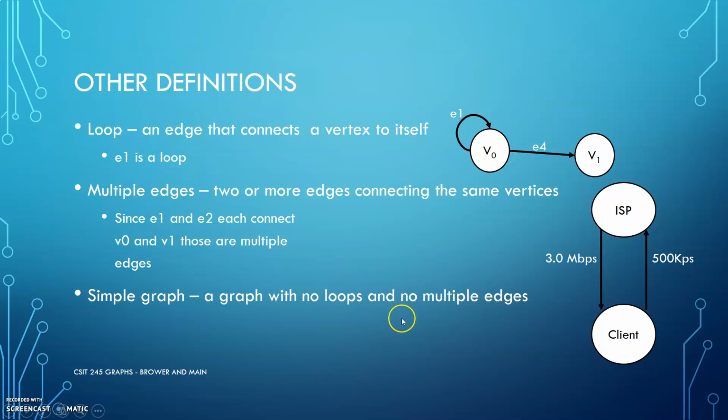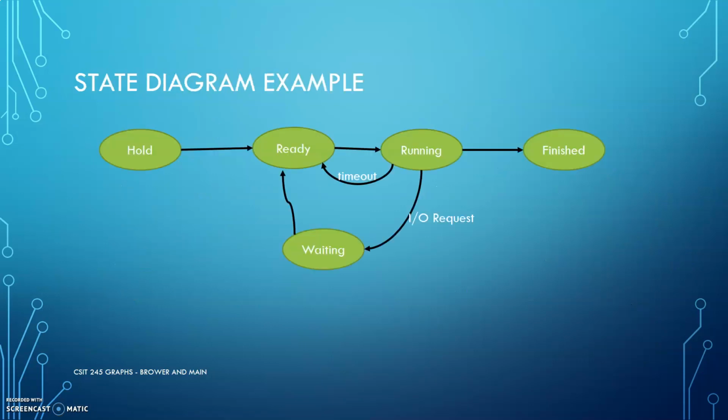When it comes to implementing graphs, and we'll get to implementation in a little bit, simple graphs are, well, simpler to implement. A simple graph is a graph that has no loops, so none of these, and no multiple edges. With simple graphs, we can use simpler data structures to represent them. What I want to show here are a couple of examples of where graphs are used.